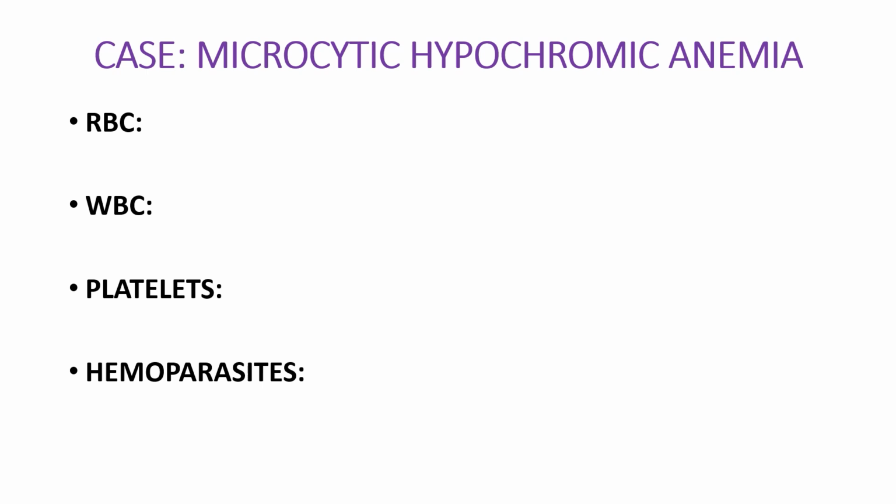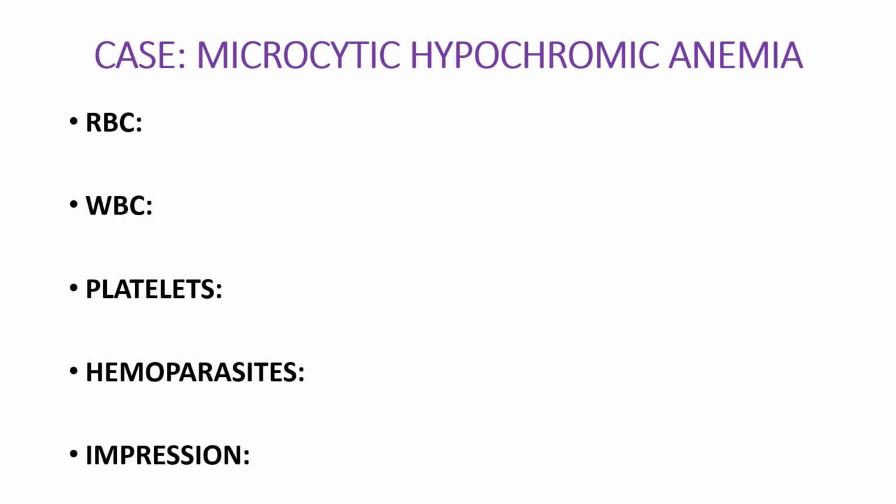So previously I told you one of the examples of a hemoparasite is malaria. We don't have malaria in any slide, but we just need to write about hemoparasites, and we need to write whether we saw hemoparasites, yes or no. And eventually you have to write the impression, with the impression itself being microcytic hypochromic anemia. So let's see how we can write this report.